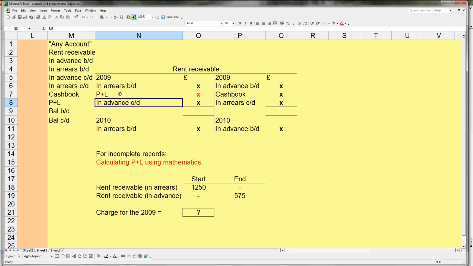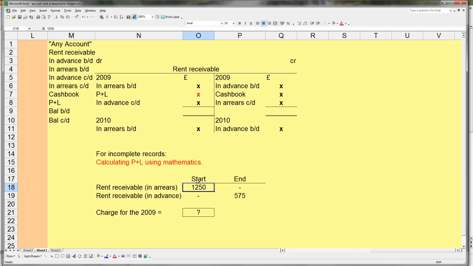So we've got rent receivable in arrears at the start. In arrears at the start. Start means B/D. So you can put that in as the 1250. Rent receivable in advance at the end of the year. In advance at the end. End means C/D, so it's going to go here. 575. We can see a little pattern here. It's all on the debit side, apart from obviously the other entry we make, which is the cash book.